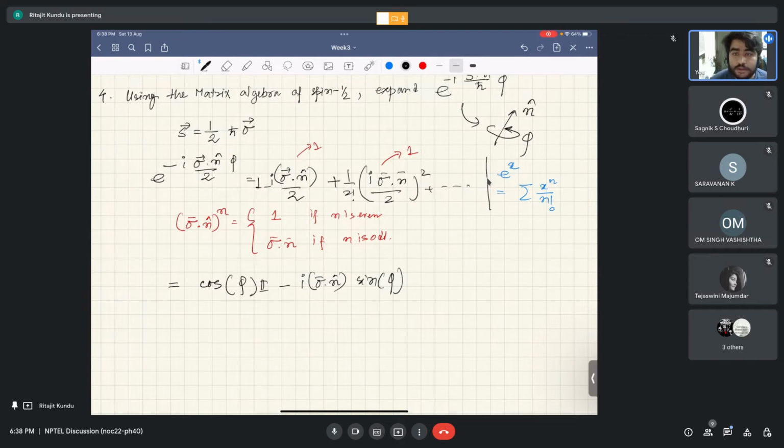Okay, so probably this is okay. I missed this half, so it is cos of phi by 2 and sine of phi by 2. Yeah, you have to resum the series again, and only then will you be able to get this.